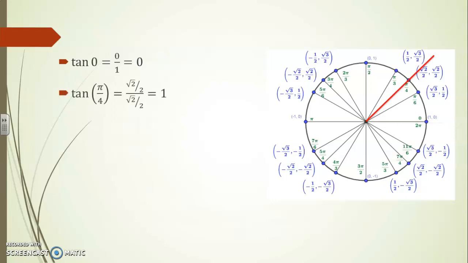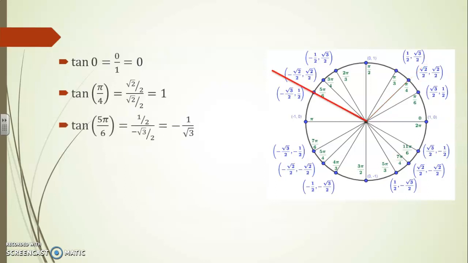At pi over 4, tan at pi over 4 is 1. Once again, you can think of it as being the ratio of the two coordinates of the point where the angle passes through. So notice how at pi over 4, the y and the x coordinate are both root 2 over 2, and therefore their quotient is 1. Also means that the slope of the line through the origin and the point at angle pi over 4 is 1.